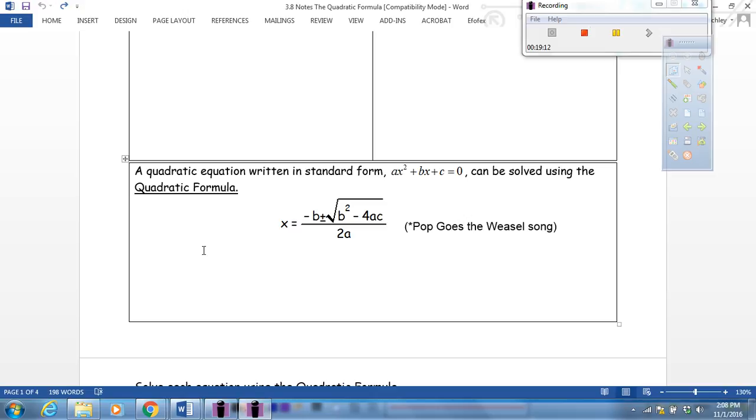Negative actually means the opposite. So if you plug in a negative, it becomes a positive. If you plug in a positive, it becomes a negative. Okay, so let's do this again.